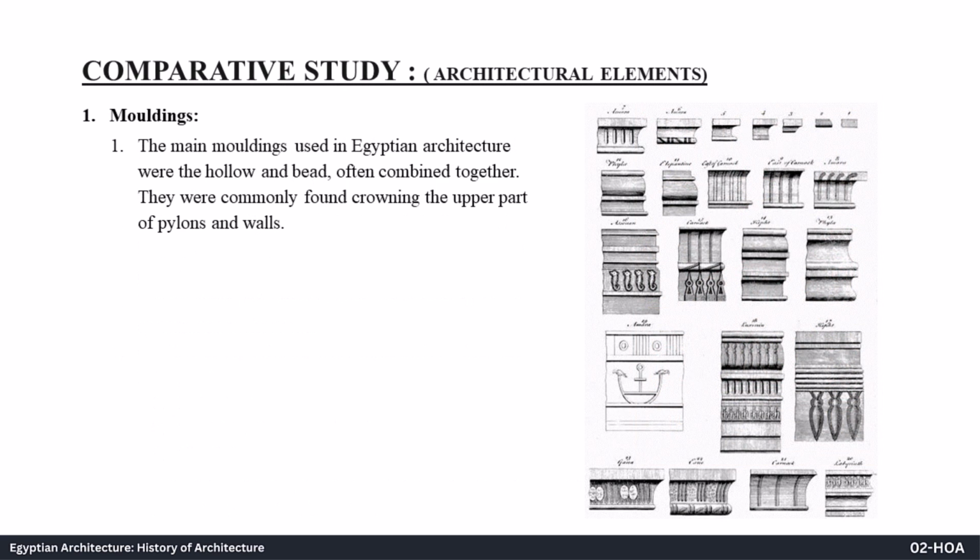Moldings. The main moldings used in Egyptian architecture were the hollow and bead, often combined together. They were commonly found crowning the upper part of pylons and walls.